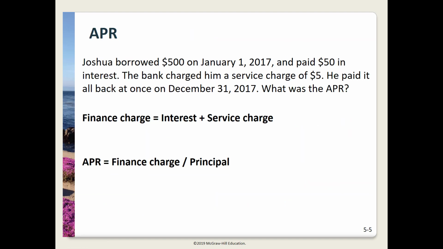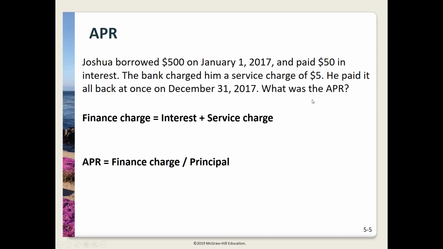So in this next example, we're going to be looking at annual percentage rates, or APR. Joshua borrowed $500 on January 1st, 2017, and paid $50 in interest. The bank charged him a service charge of $5. He paid it all back at once on December 31st, 2017. So the dates are important so that we can see this was throughout an entire year.